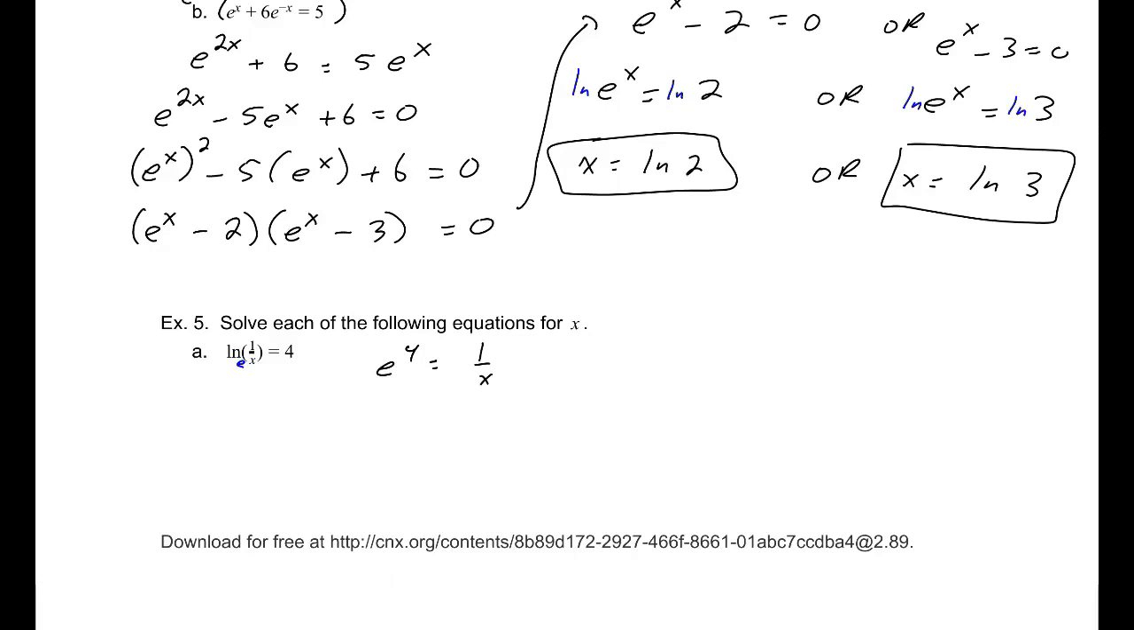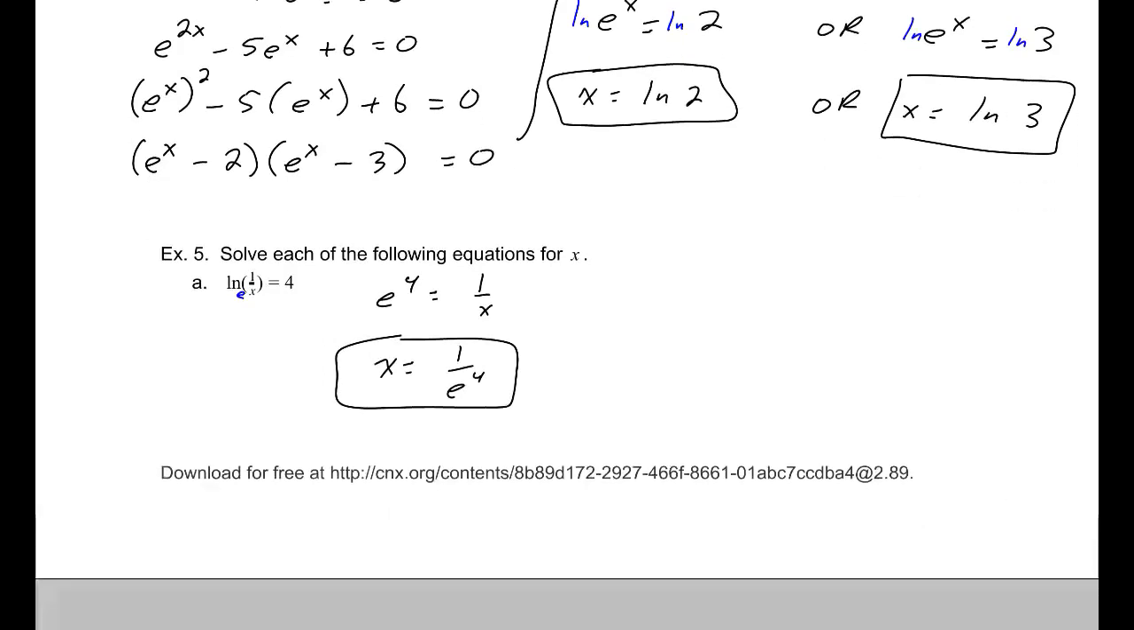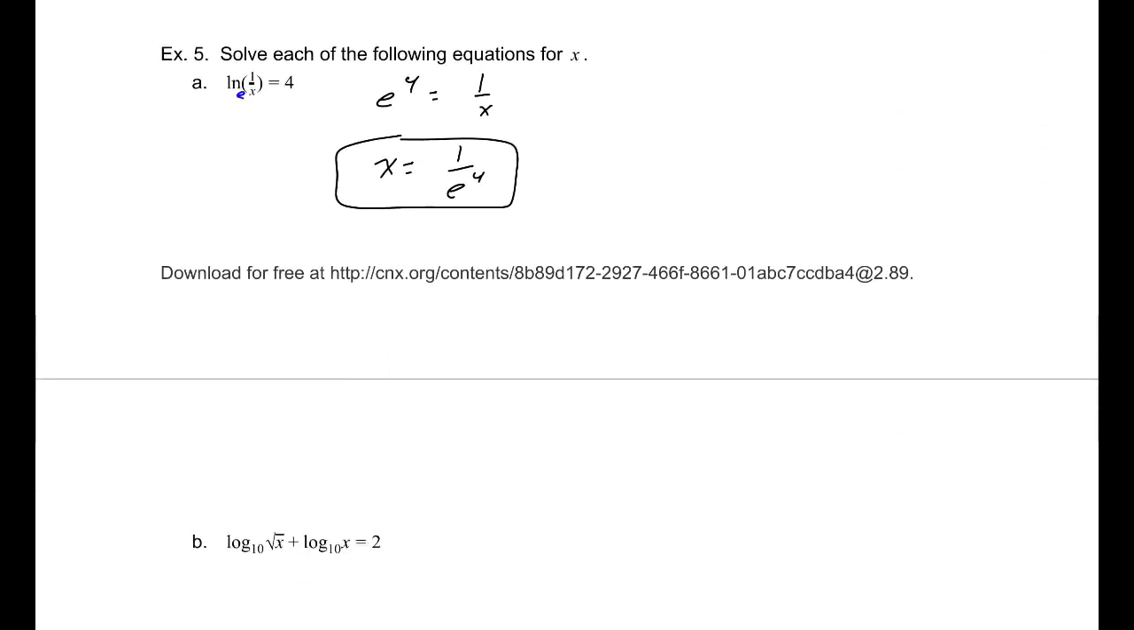And then solving that for x, cross-multiplying, or however you want to envision that. But I'm going to take the reciprocal of both sides, and I find x equals 1 over e to the 4th. That's the best form of that, of course. Now, I can't divide by 0 in my original equation, so x can't be 0. That's great. 1 over e to the 4th is not 0. So that's perfectly fine. All right, part B, log base 10 of root x plus log base 10 of x equals 2. I'm going to solve this for x.